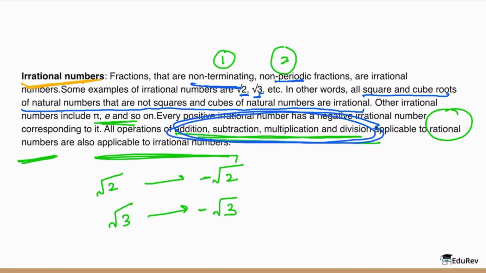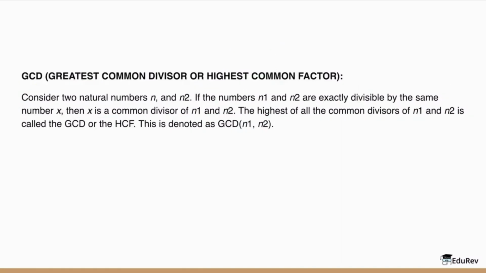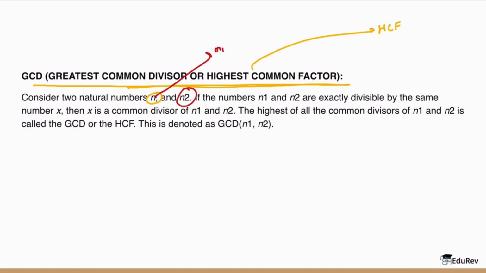Yes, so we were basically studying greatest common divisor or highest common factor, which is also known as HCF. So HCF is nothing but your highest common factor, and GCD is nothing but your greatest common divisor. Now you need to consider two natural numbers, N1 and N2. If the numbers N1 and N2 are exactly divisible by the same number, say X, then X is the common divisor of N1 and N2.